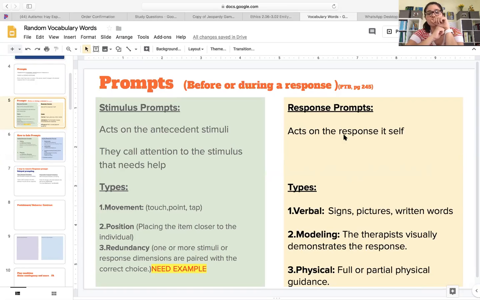Okay, the next one is physical. So full or partial physical guidance. So again, let's pretend the watch is my client.